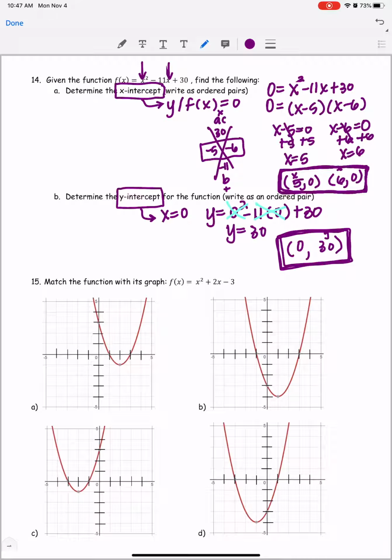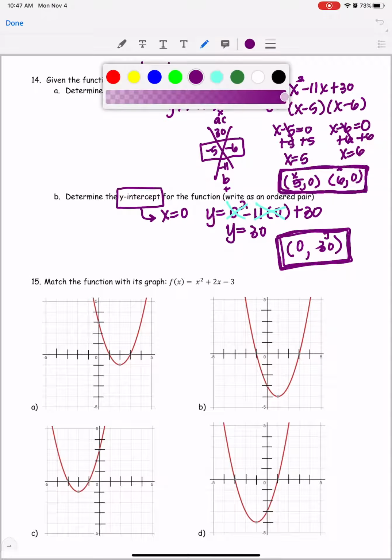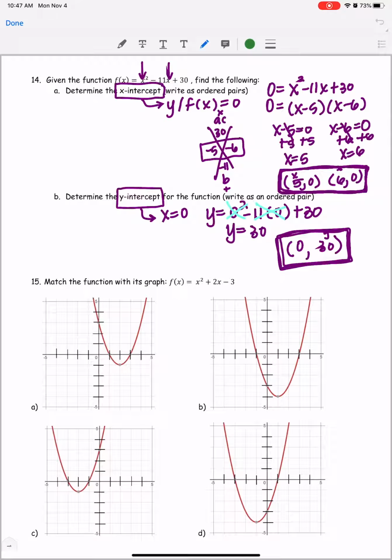15, match the function with its graphs. There's a couple different ways you can do this. The easiest way is actually to find the y-intercept. But if you notice, we have y is negative 3, y is negative 3, y is positive 3, y is positive 3. So these have the same y and these have the same y. So I can't really use that method on this one. So the second easiest thing to do is to find the vertex.